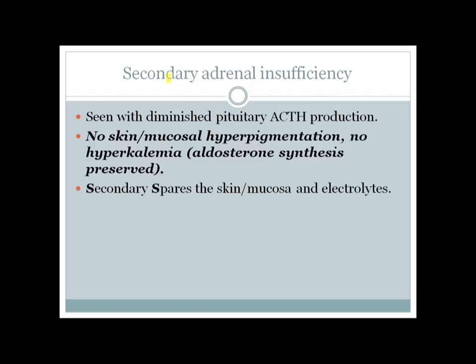So secondary adrenal insufficiency occurs due to a problem commonly with your anterior pituitary. So in case of primary adrenal insufficiency, your adrenal gland is damaged. In case of secondary adrenal insufficiency, you have a normal adrenal gland, but now you have a problem with the anterior pituitary.